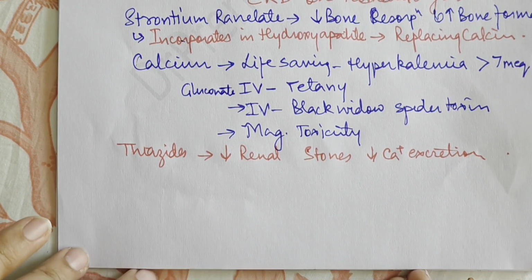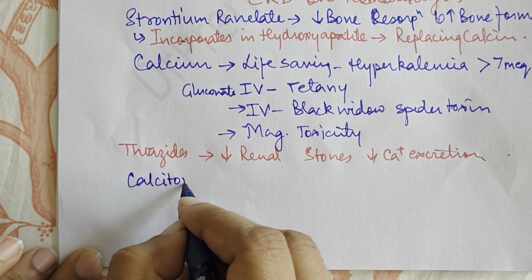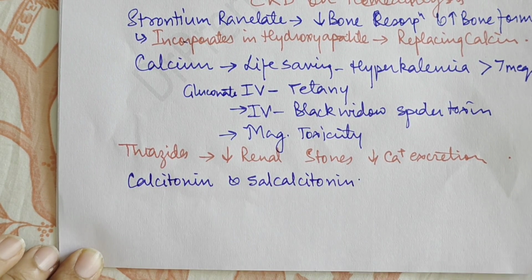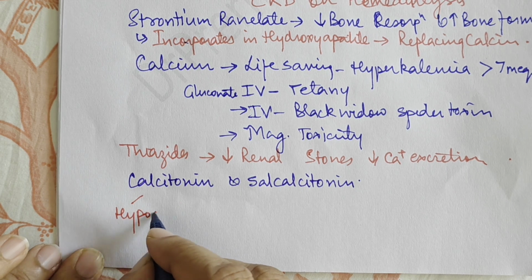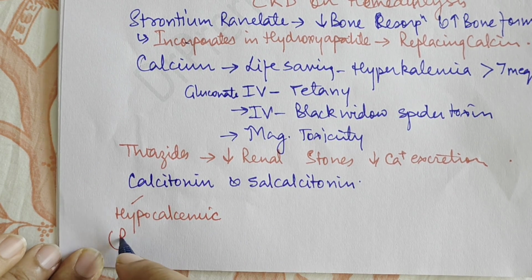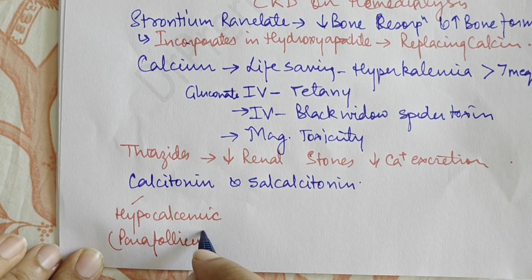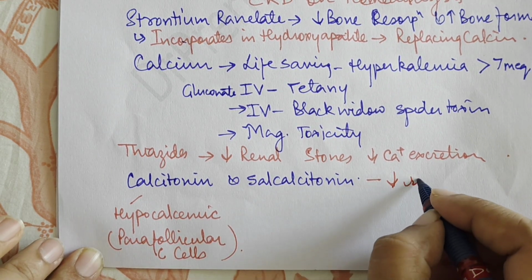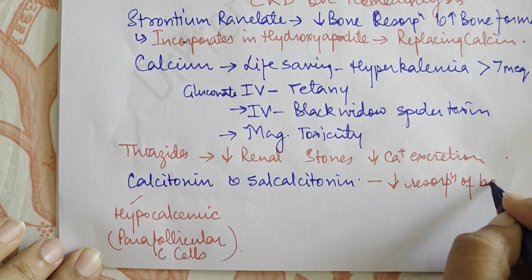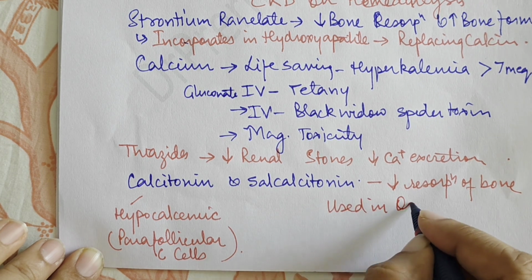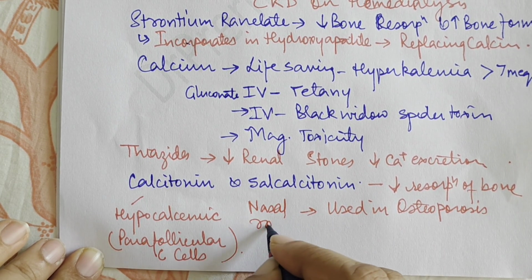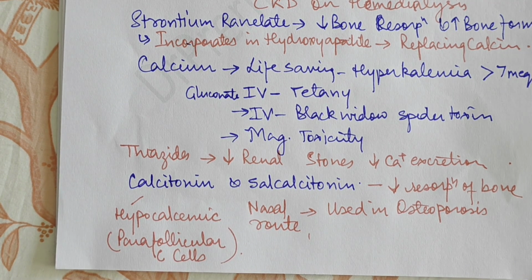Then there is a compound called calcitonin. Now this drug is hypocalcemic. It is secreted from the parafollicular C cells of the thyroid. It reduces the resorption of bone, and it is used in osteoporosis by nasal route. So this is about calcium and calcitonin.